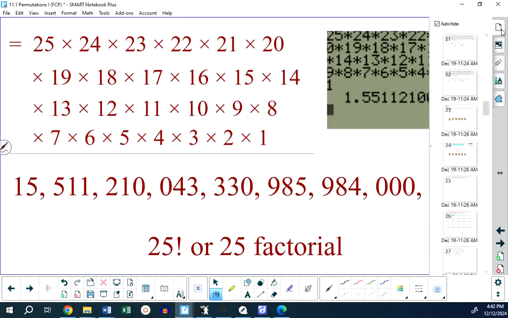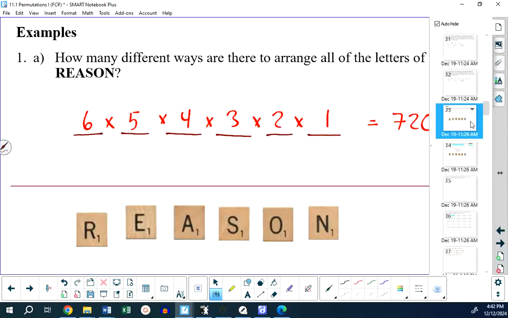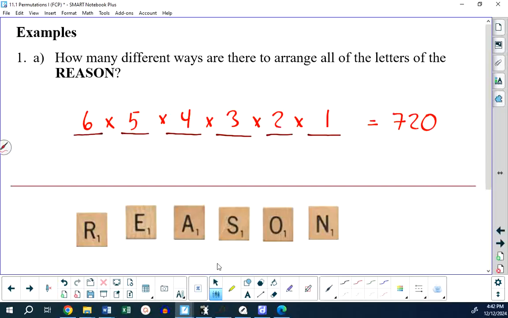If I were to go back then and take a look at this example, how many different ways are there to arrange all of the letters of the word reason? The answer to this question is 6 factorial. We don't need to write 720. This 720 and this 6 factorial are exactly the same thing. So on an exam, you might want the answer expressed as 6 factorial, or you might want it expressed as 720.